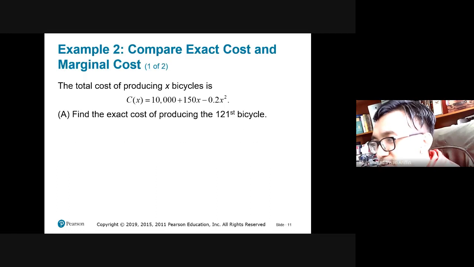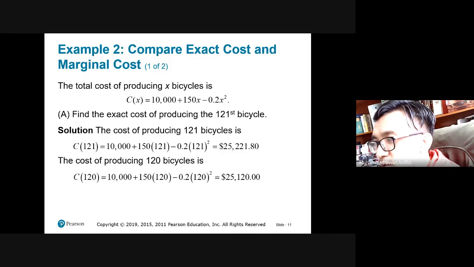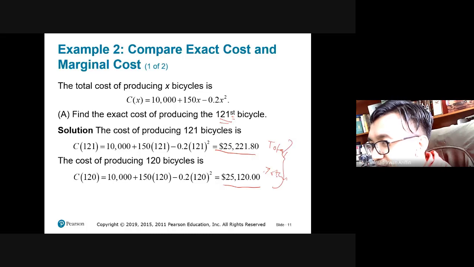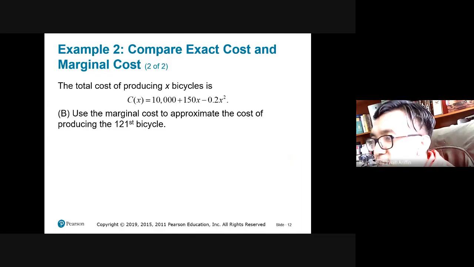From 100, we want to find the exact cost of producing 121, so this is how we do it. From 121, the total cost is 25,221.80, and this is the total cost of producing 120. These are all totals. So how do we find the exact cost of the 121st bicycle? We simply subtract this. So we find the additional cost, which is 101 and 80 cent. Now use the marginal cost to approximate.